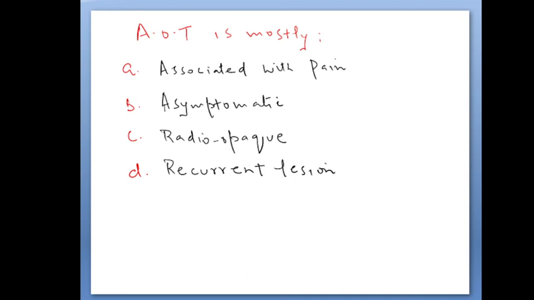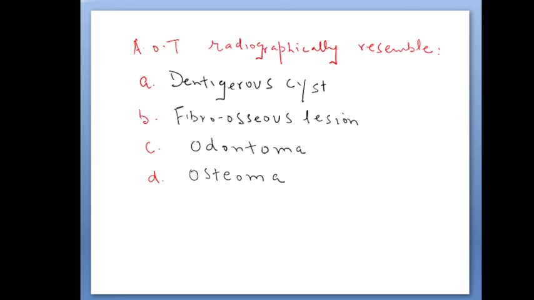AOTs are mostly asymptomatic. Option B is correct. They are not associated with pain. They are radiolucent and they don't recur. The recurrence is very rare. AOT radiographically resembles dentigerous cyst because the rest of the lesions have either radiopaque or mixed radiolucent radiopaque appearance.